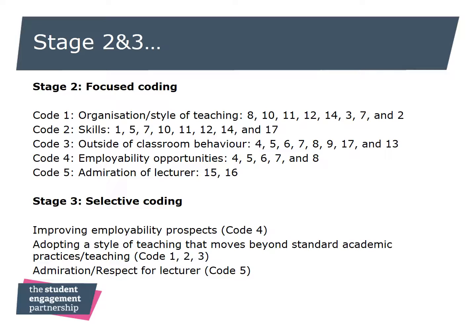If we were coding as a group, at stage 2 we would have compared our analysis so far to see if the same codes are appearing, and if so, to agree terminology. At the selective coding stage, we all need to come together and discuss what we feel are the overarching themes that encompass the codes we decided on at stage 2. In this example, the coding group has decided that 3 themes encompass the key points of the nomination: improving employability prospects, adopting a style of teaching that moves beyond standard academic practices, and admiration or respect for the lecturer.